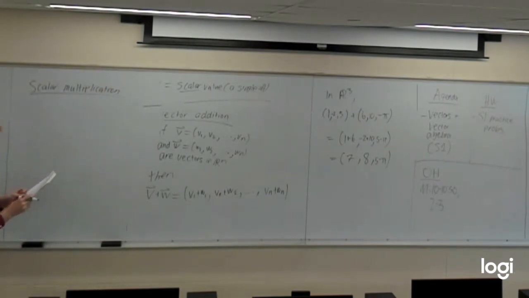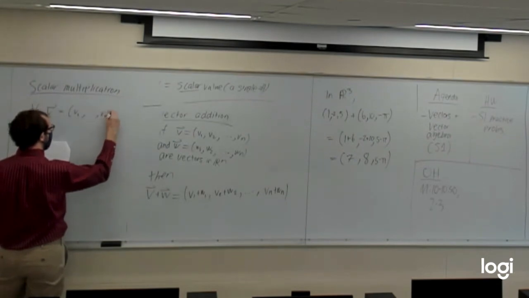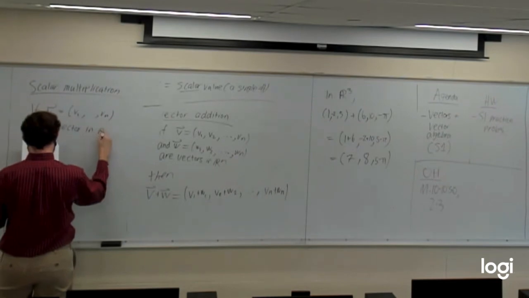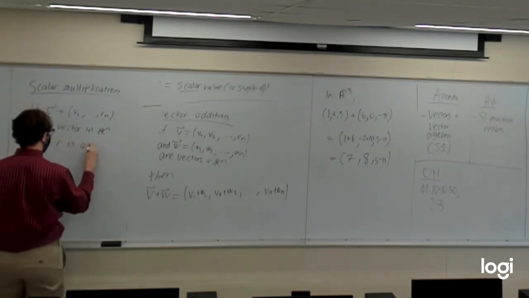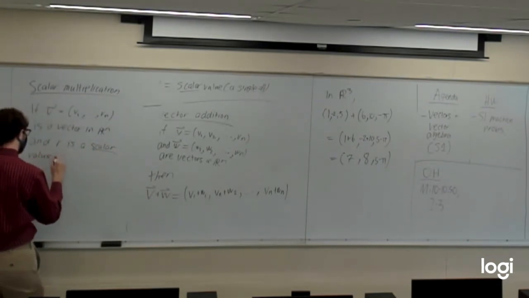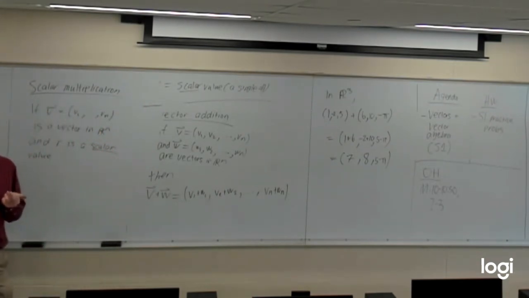And the way scalar multiplication works is you have some vector. If v equals v1 up through vn is a vector in Rn, and r is a scalar value. We used this word before, scalar, towards the start of class. Anybody remember what I said scalar means? And don't say a mountain climber. It's a single number. Yeah, scalar is just going to be a single number.